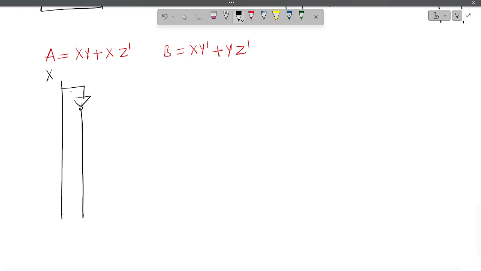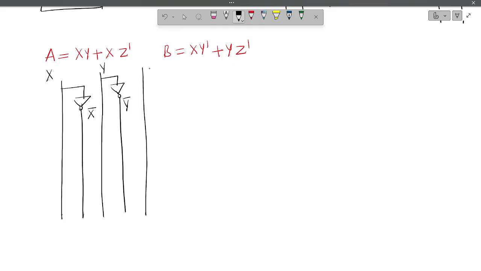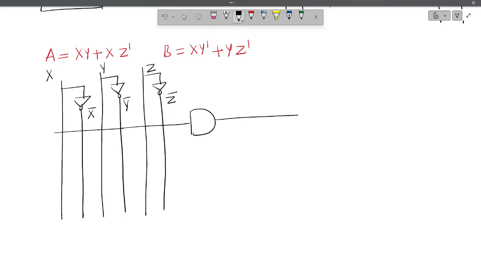So this is X and this is X bar. And next this is Y, and this is Y bar. And next Z, and this one is Z bar. Okay. So programmable AND array means, let us take this is an AND gate, and you are giving like this. So this is X and this is Y. So what is this? This is nothing but XY. And next XZ dash.